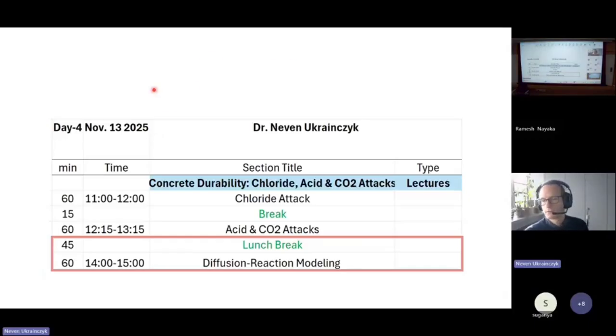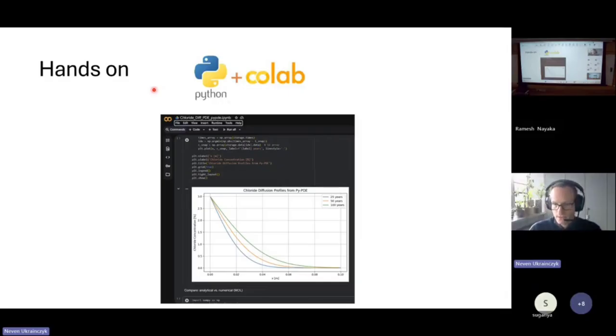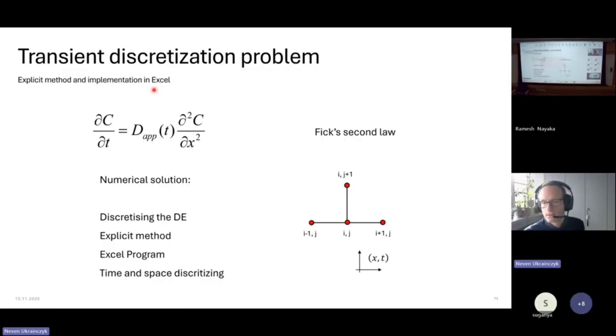So, diffusion reaction. I will just show an example of diffusion reaction in Google Colab in Python, how to implement this analytical equation and also how to discretize it. I will not go into full details for discretization, but you can follow this example. You can even implement it in Excel, but I would recommend Python.